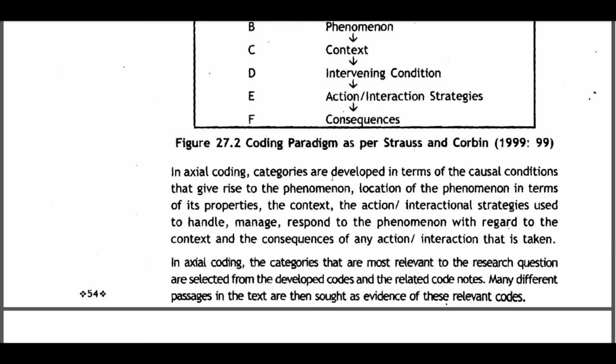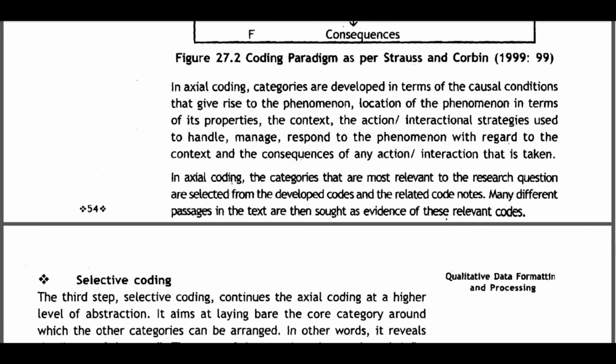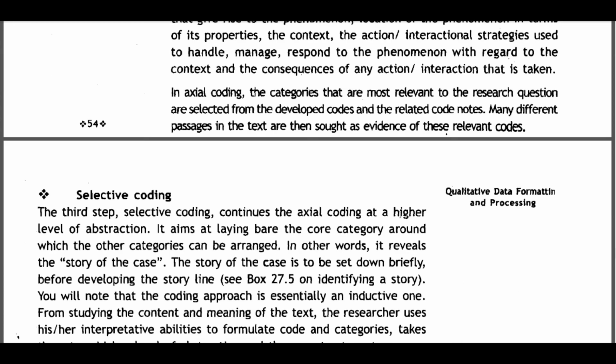In axial coding, categories are developed in terms of the causal conditions that give rise to the phenomena, the location of the phenomena in terms of its properties, the context, the action and interaction strategies used to handle, manage, and respond to the phenomena with regard to the context, and the consequences of any action or interaction that is taken. In axial coding, the categories most relevant to the research questions are selected from the developed codes and the related code notes. Many different passages in the text are then sought as evidence of these relevant codes.